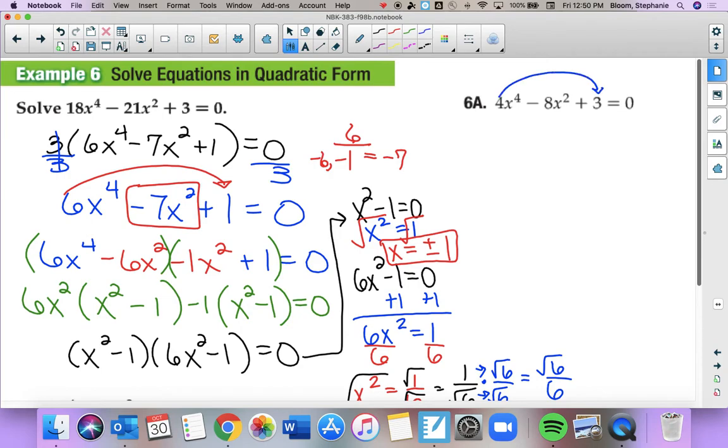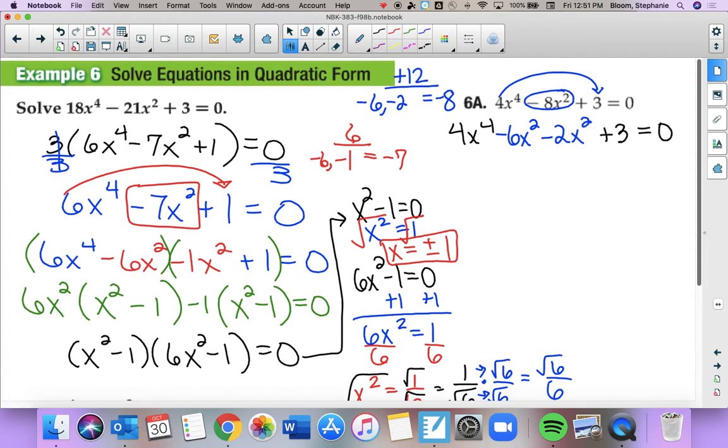So I'm looking for factors of 12 that add to negative 8. Negative 6 and negative 2. Does everybody agree? So do I. Okay, so we're going to rewrite. I'm going to replace this. So I have 4x to the 4th, and then negative 6x squared minus 2x squared plus 3 is equal to 0. Then we're going to group.